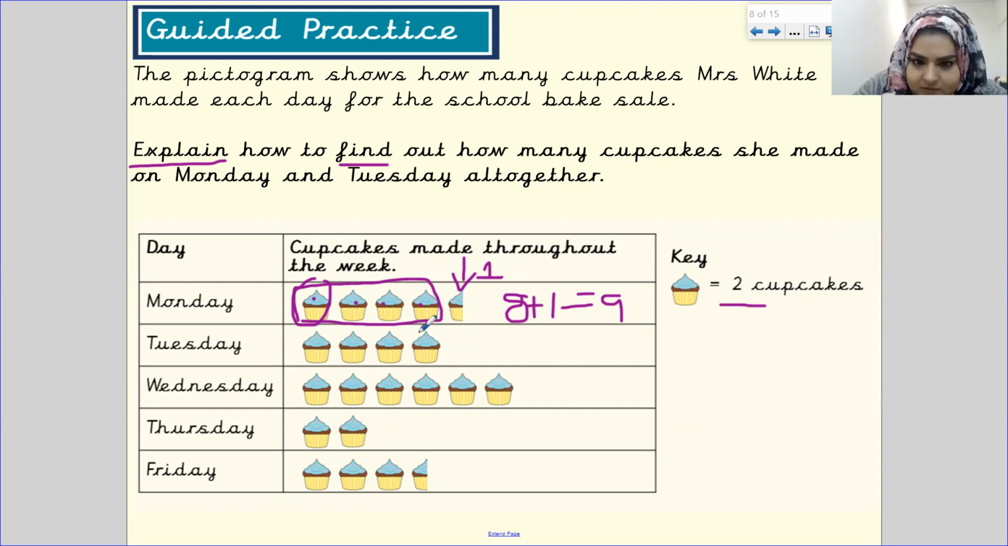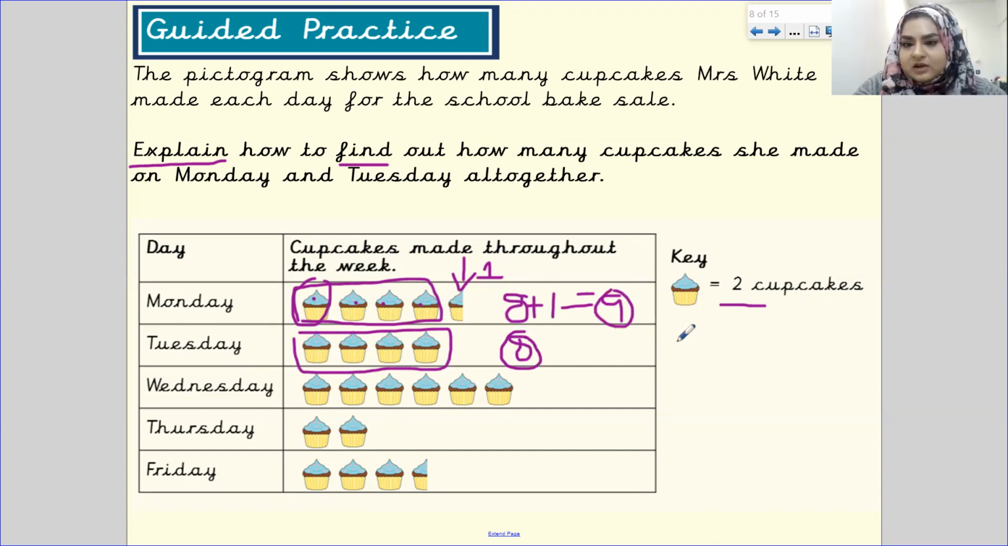Let's count Tuesday. So I can see full cupcakes, no half. So all of those I'm going to count in 2s. 2, 4, 6, 8. So I know that's 8. So I am going to add this number and this number to find out how many I have altogether. And 9 add 8 equals 17. Okay, so I know there are 17 cupcakes altogether for Monday and Tuesday.